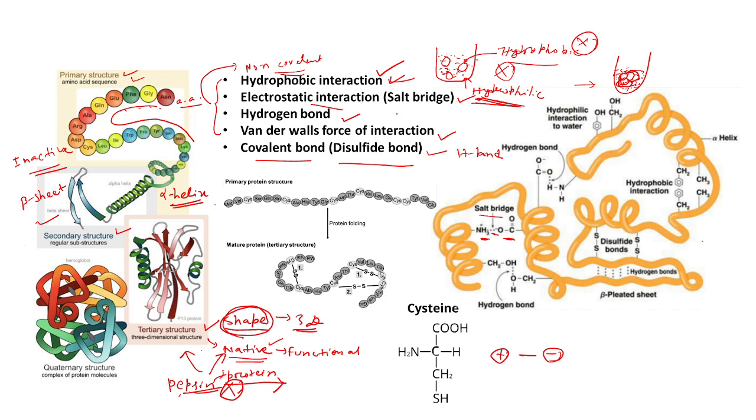Normally the salt bridge, the ionic bond or the electrostatic interaction, is called the salt bridge. But actually the salt bridge is the electrostatic interaction plus hydrogen bond. Still, most people call the salt bridge the ionic interaction or the electrostatic interaction.